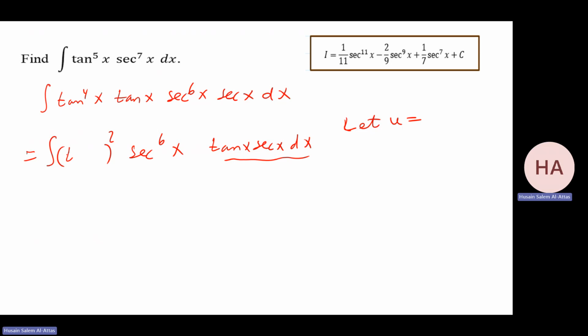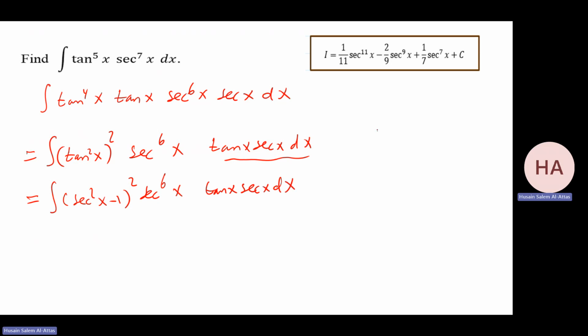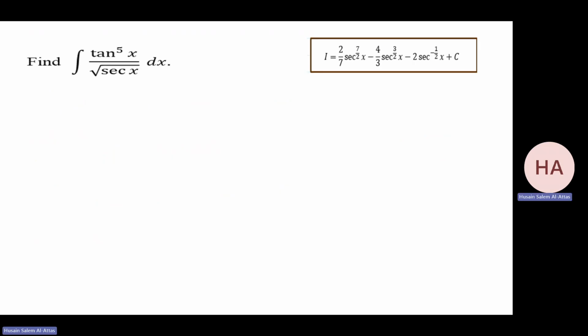Let me do it in steps. That will be tan square, squared. Still, I want to change tan square into secant square. That will be secant square minus 1. Let me do it in steps. Secant to the power 6 x tan x secant x dx. So now I let u be secant x. That will be u du, tan secant dx. Oops.